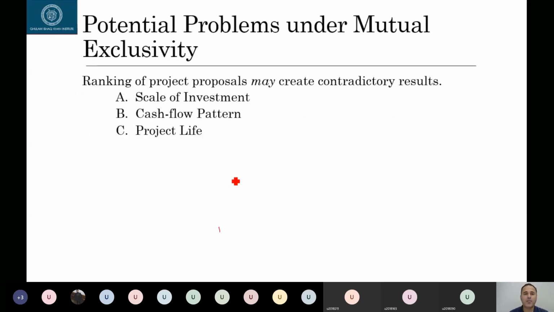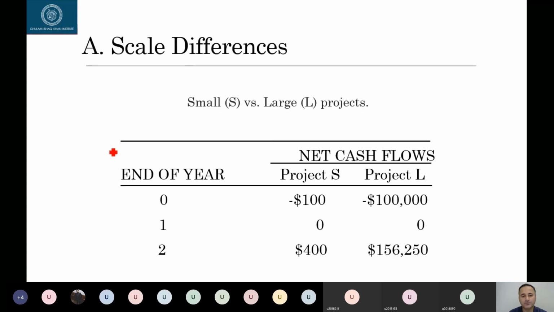Now, there are certain problems especially in mutual exclusivity. One is called scale of investment. The other one is called cash flow pattern. And the third one is called project life. And we will cover all these one by one. And these are very, very important. So we learned about the tools, 4 different methods. Now we will apply them to different scales of investment, different cash flow patterns, and different project life cycles. And then we will see their limitations and some of the strengths as well.